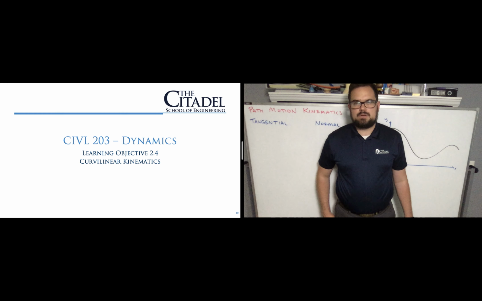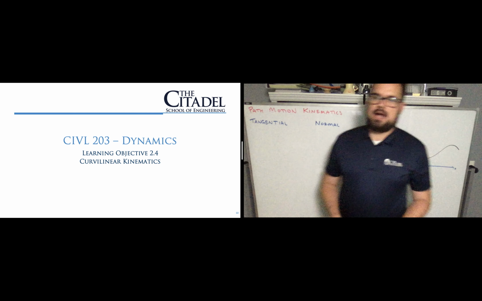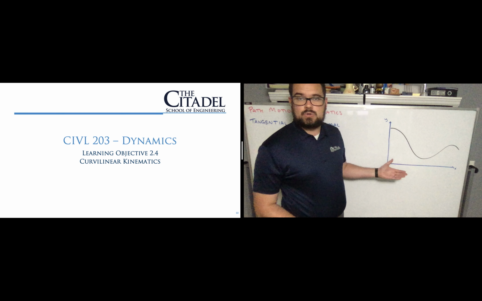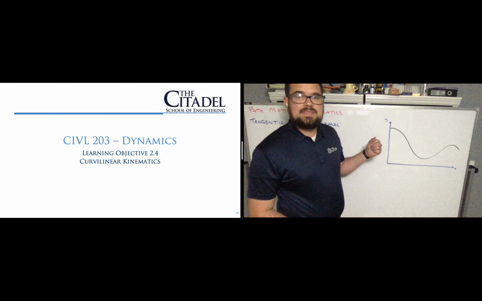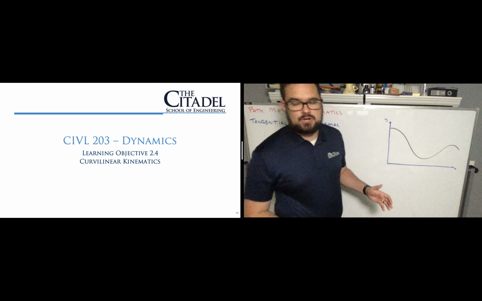This is CIVL203 Dynamics. Learning Objective 2.4.2, we're talking about curvilinear kinematics, and in this case, we're looking at the path coordinate system. We're used to thinking of our coordinate systems in terms of the Cartesian coordinate system, and that's a totally fine way to do it. But when we think about it in terms of the path coordinate system, this is very powerful for curvilinear kinematics.